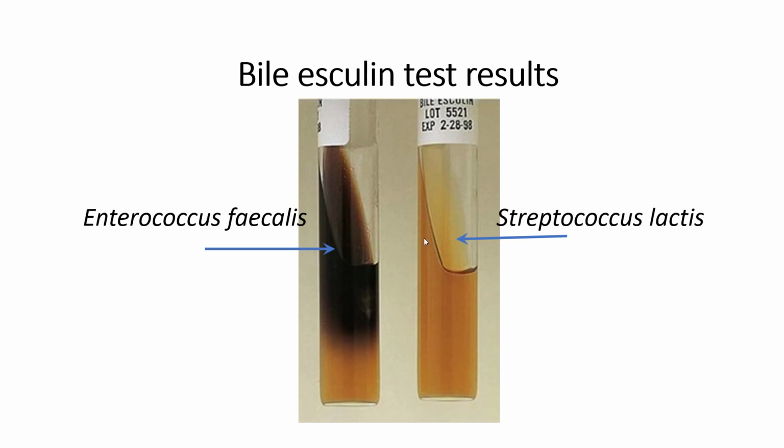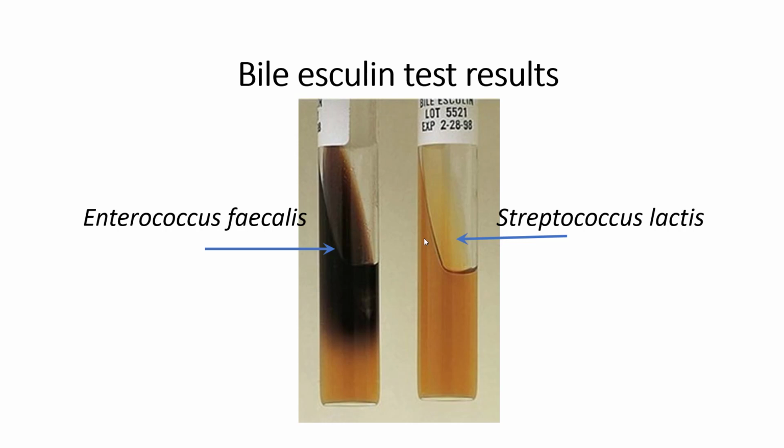Okay, so why do we do the bile esculin test? Prior to more sophisticated DNA technology, we were separating out the Streptococcus species based on their surface antigens, and they were designated by letters. So there would be type A Streptococci, and type B, and type C, and type D. Well, Enterococcus faecalis represents the group D.